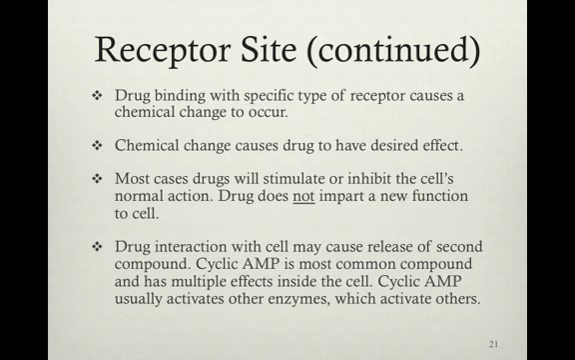Receptor site, continued. Drugs bind to a specific type of receptor and cause a chemical change to occur. That chemical change causes the drug to have its desired effects, or what you were using it for therapeutically. An example of this would be if you're in pulseless arrest and I give you a dose of epi, what I'm asking the cellular environment to do is to speed up or act like you've just been exposed to adrenaline. So if you have any fight left in you, please give it to me now.